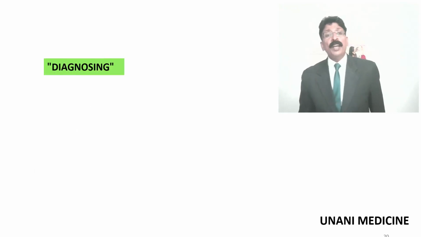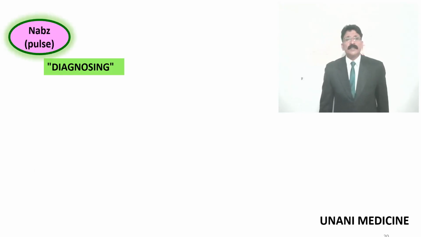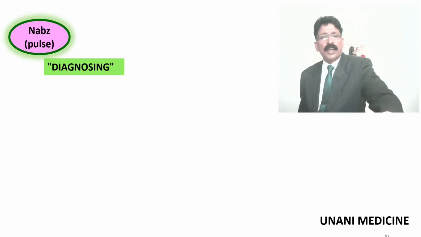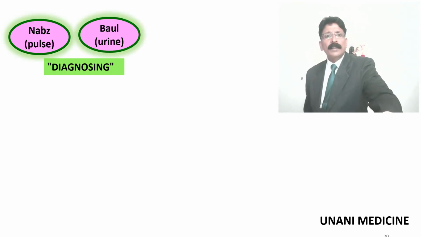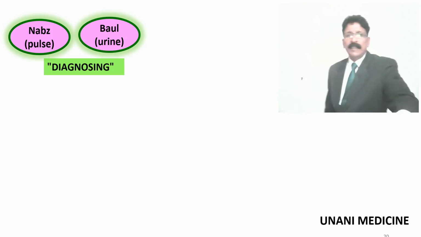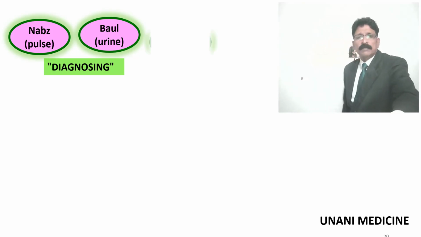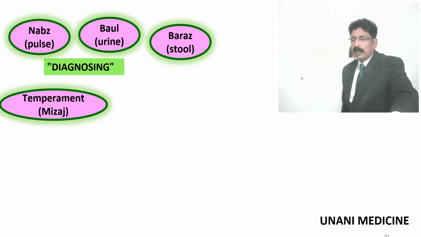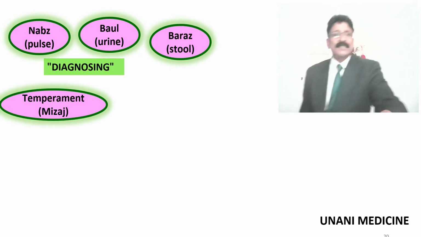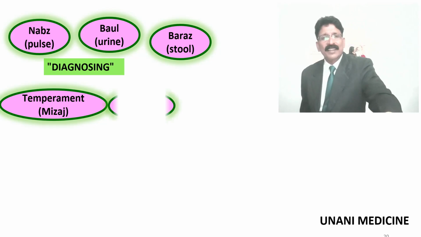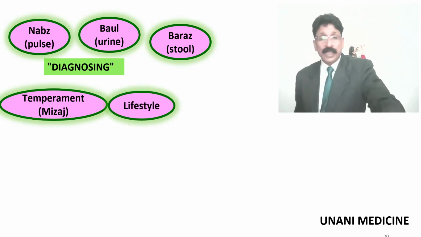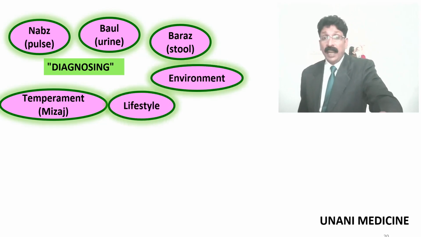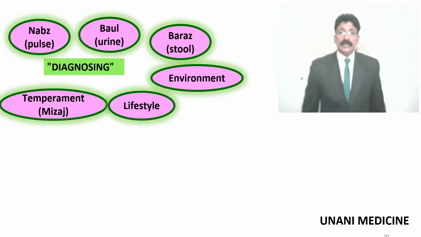In Unani medicine, for diagnosis, the pulse, Nabz, is the first step they use. Urine, Baul, is also taken for diagnosis. Stool, Baraz, is taken for diagnosis. Temperament, Mizaj, and lifestyle are also taken into consideration, as well as the environment where they live and what the conditions are.